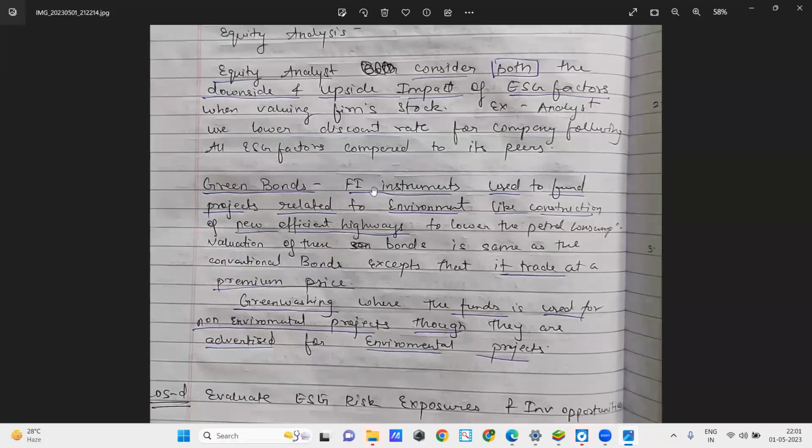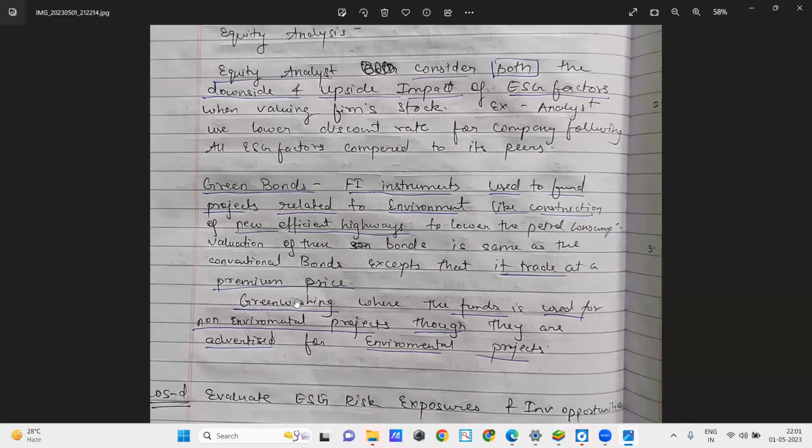There are green bonds, fixed income instruments used to fund projects related to the environment, like construction of new efficient highways to lower petrol consumption. Most investors invest in this type of bond, and the amount collected from this bond is used to fund green projects. The valuation of these bonds is the same as the conventional bond. The calculation for all the parts is the same, except that this bond is always trading at a premium price.